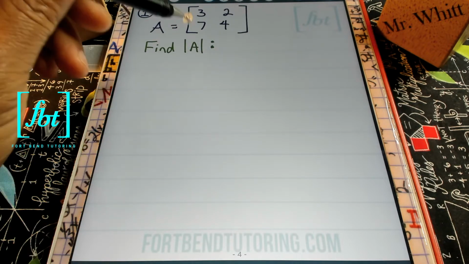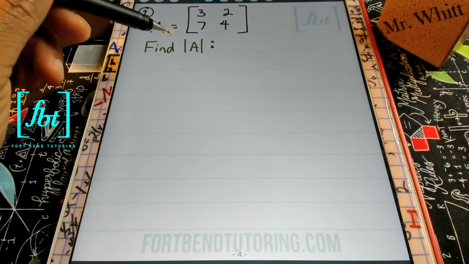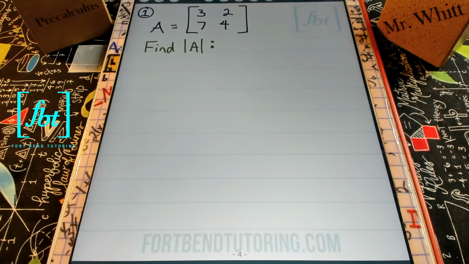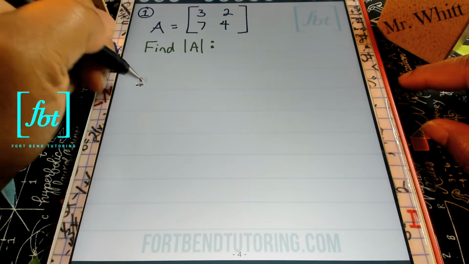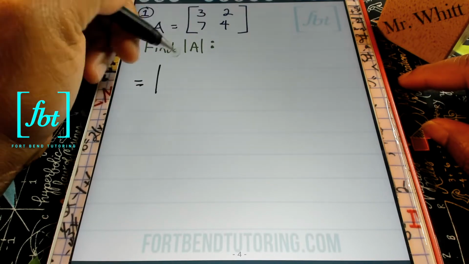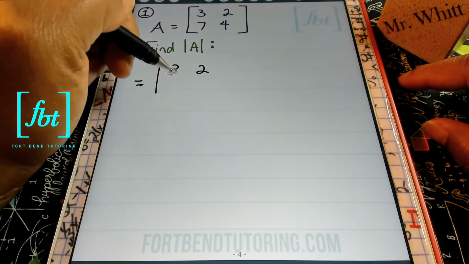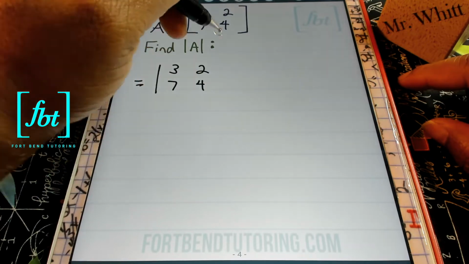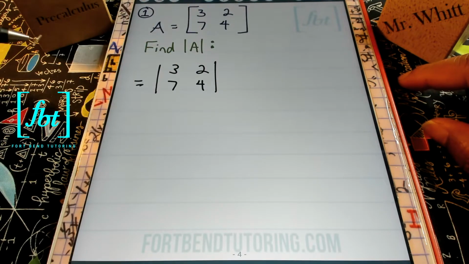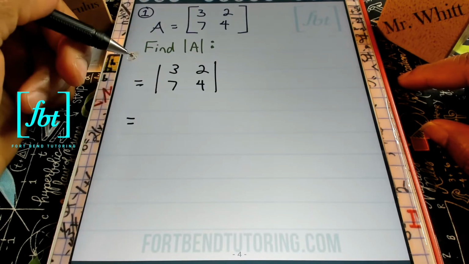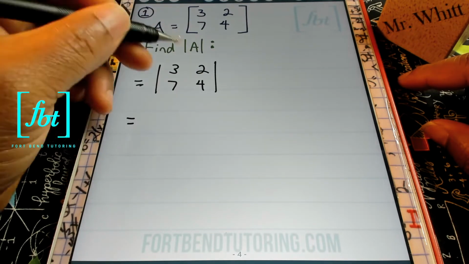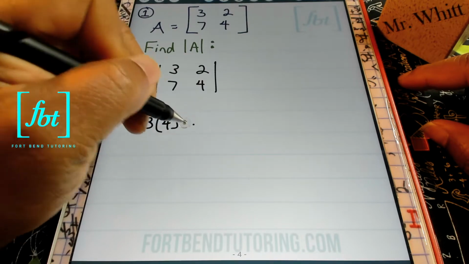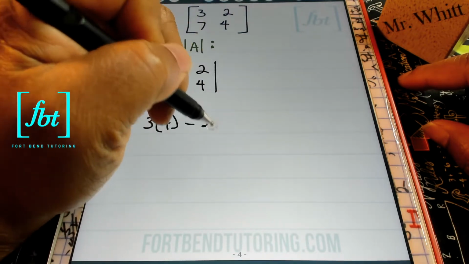In other words, this is the operator when you're dealing with matrices that lets you know as a student that you are going to be finding the determinant of that matrix. And because we're finding the determinant, I can rewrite this problem by showing that this can be rewritten as the determinant of the elements 3, 2, 7, 4. And then, using the multiply and subtract method, I'll be multiplying 3 times 4 and then subtracting from that the product of 2 times 7.